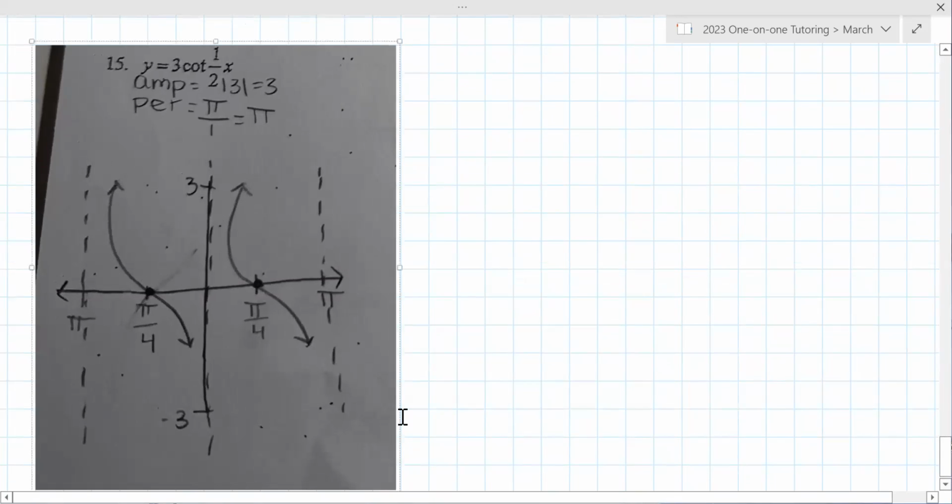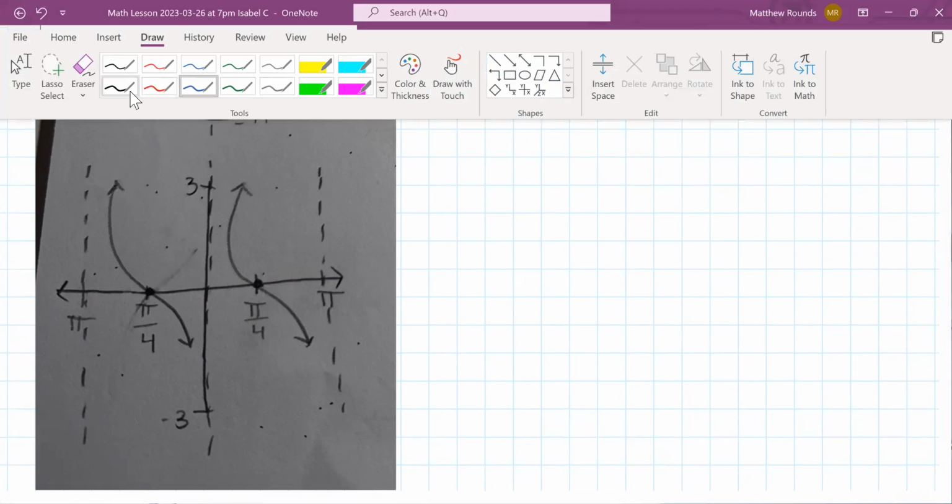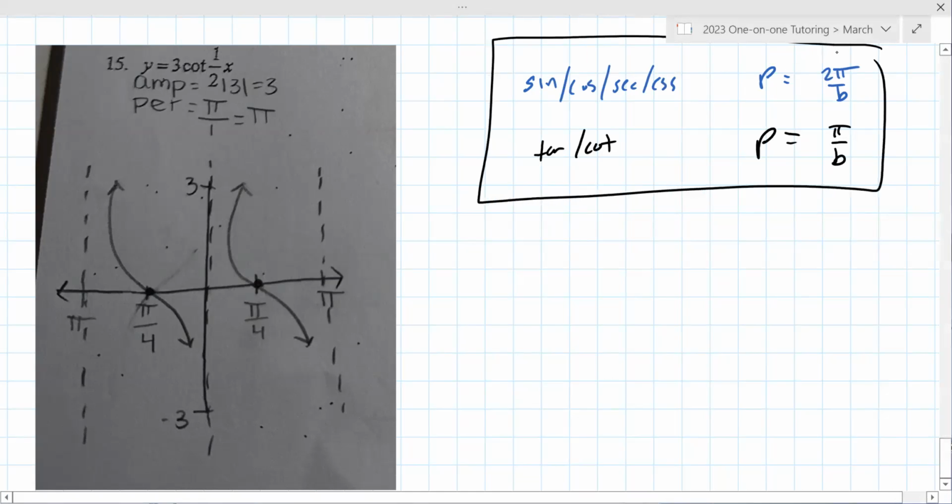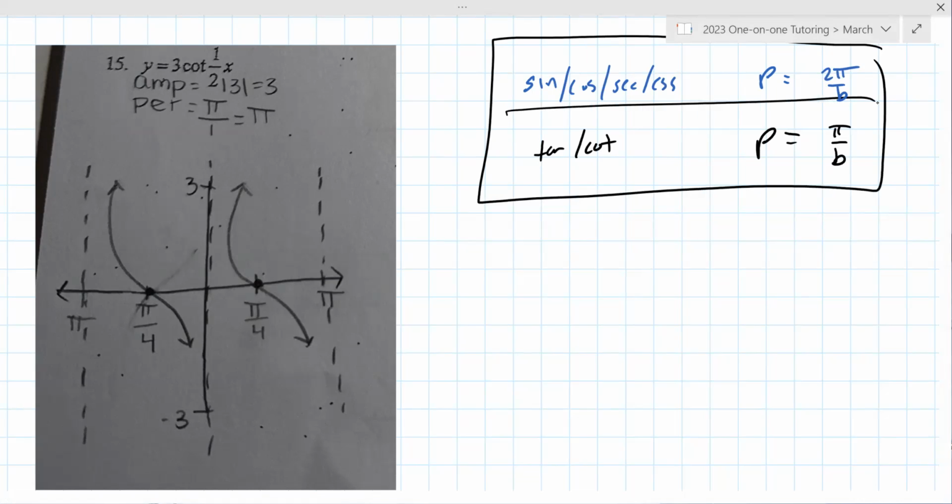All right. So for sine, cosine, secant, and cosecant, the period is always 2 pi over b. But for tangent and cotangent, the period is pi over b. You always have to think about that. I've caught myself messing up. Now, why is that? I don't know why, it just is. I don't really dissect it that much, but it's a small little thing, and it affects all your graphs. So the b value in this problem is 1/2, so it should be pi over 1/2, which makes the period 2 pi.